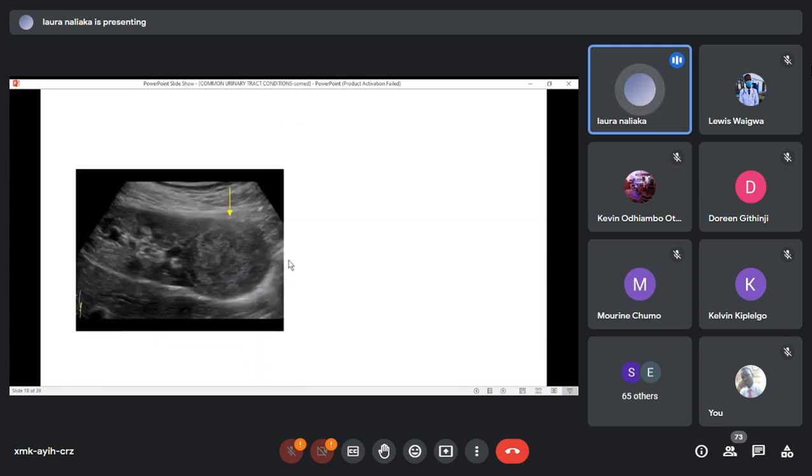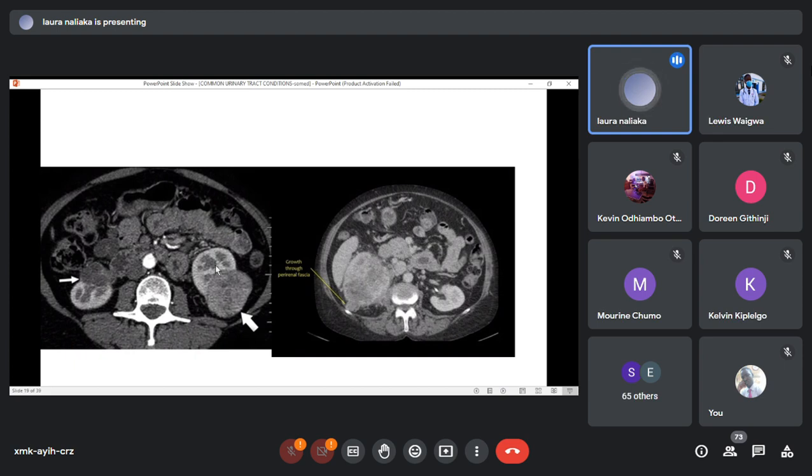This is an ultrasound focused at the region of the kidney. You can see the kidney. This was a very enlarged kidney, so you could not even pick the liver that is usually next to the kidney. You can see there's a well-defined mass at the lower pole of the kidney, which was found to be renal cell carcinoma.